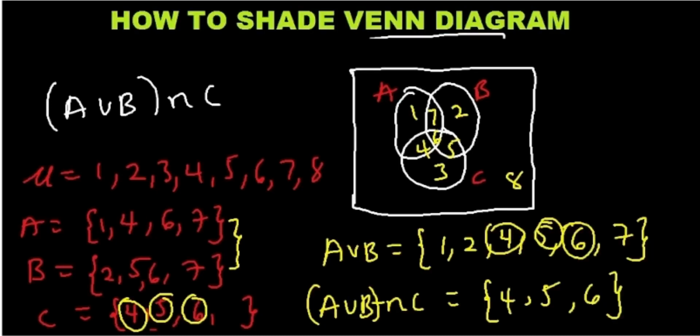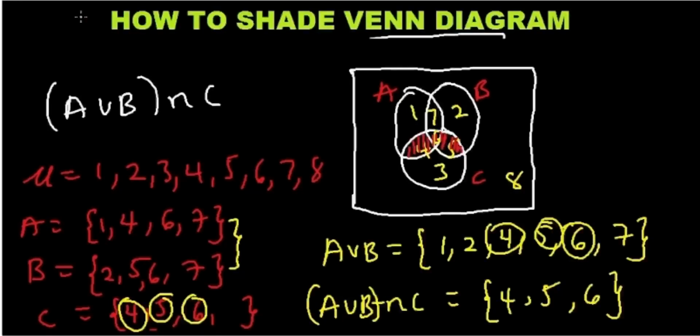And where are we to shade? We're going to shade 4, 5, and 6. So you need to be careful when you're listing out your parameters. Okay, so let's do other examples to buttress this and for clear understanding.